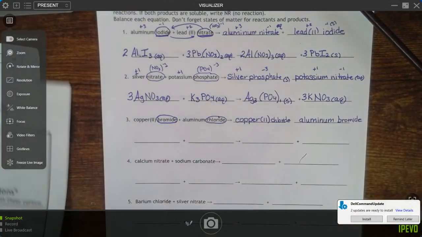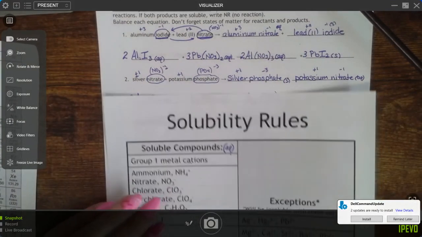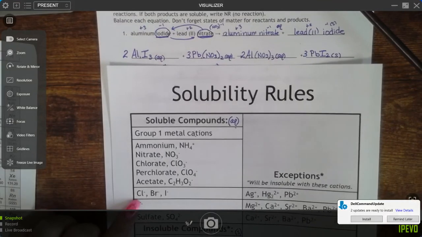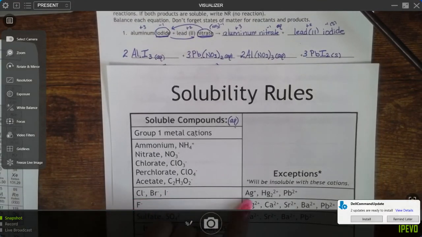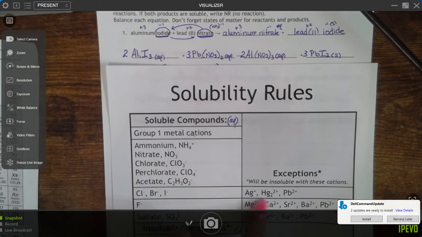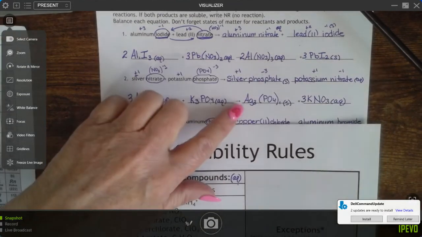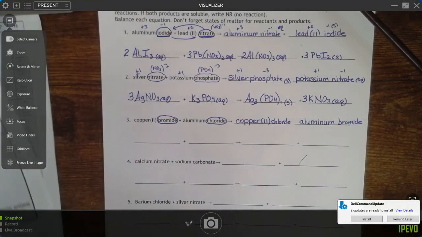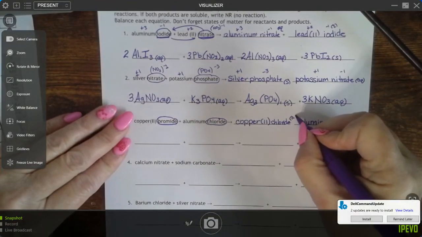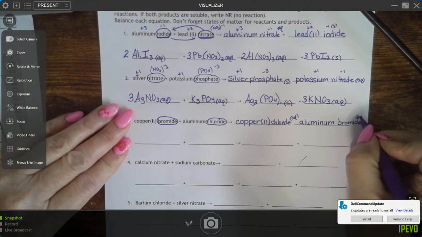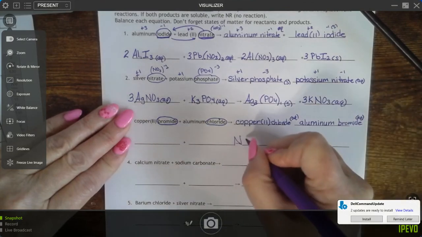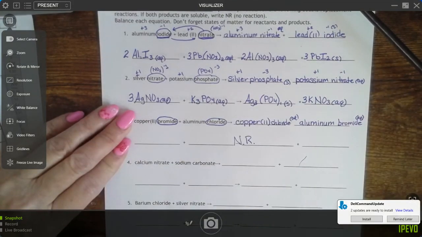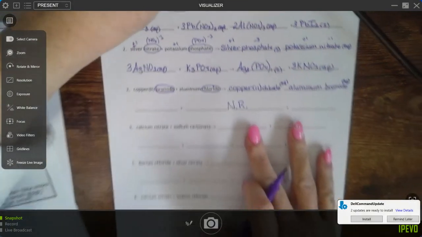Okay, let's check our solubility table. Let's see, what do we see about chlorides and bromides? They're soluble except if there was silver, mercury, or lead. So let's see, copper chloride is not. So those are both going to be aqueous. So what we can do is write NR, no reaction. Okay? All right.